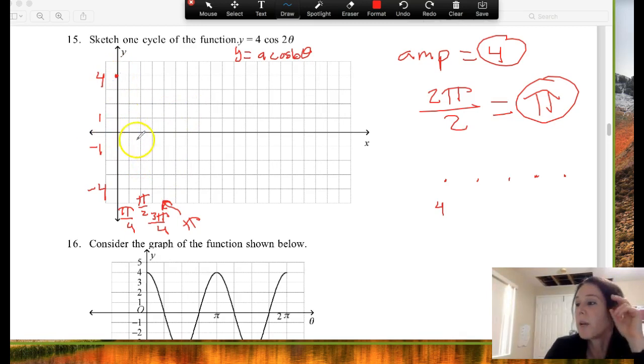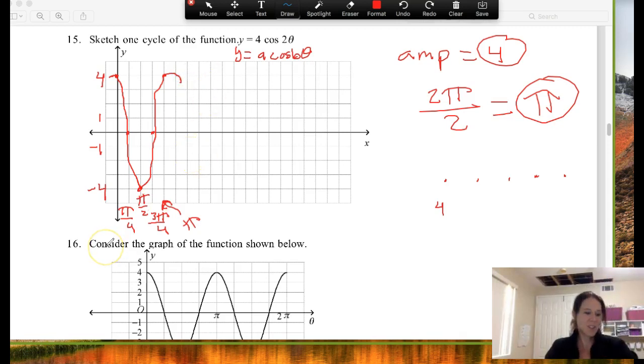Then my next point on my cosine curve is always the 0 point, and that's going to be here. Then I'm going to go down for my midpoint. Then I'm going to go back up for my next point. And I'm going to finish my last point all the way up at the top. And there is 1 cycle of the cosine curve, and it's so ugly. All right, and that's what it should look like without being so ugly.